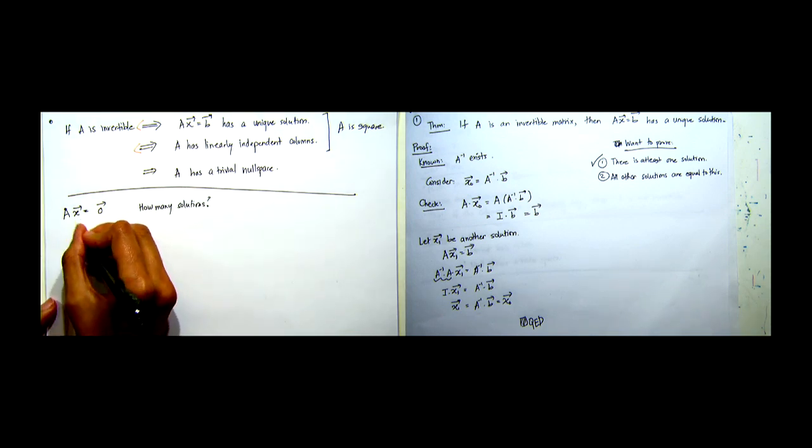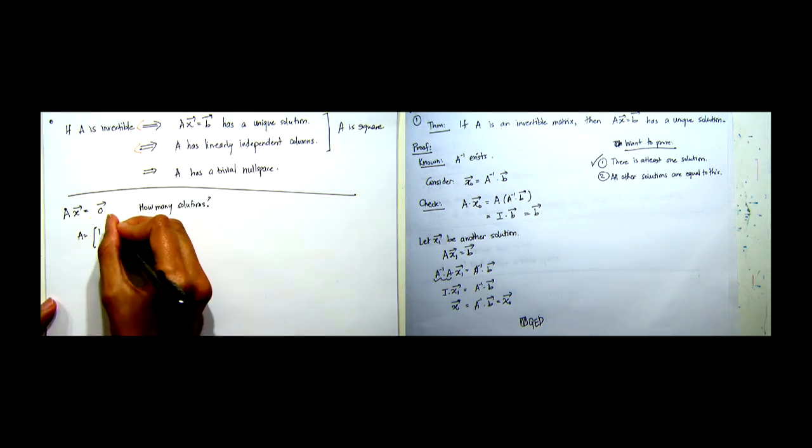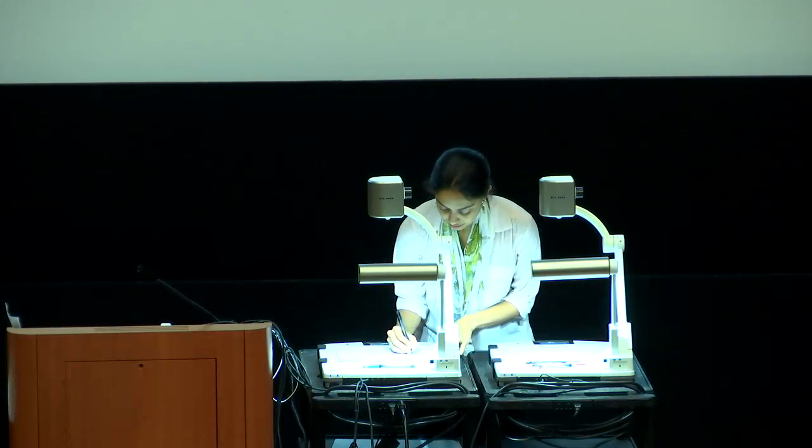What if A is equal to, let's say, 1, 0, 0, minus 1? How many solutions does this have? Does it have exactly 1? Does it have a unique solution? Yes, right? This is an invertible matrix. We just proved that if A is invertible, then AX equal to B has a unique solution. So in this case, it has a unique solution.